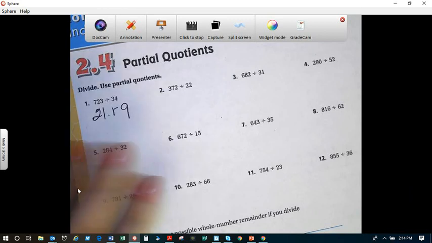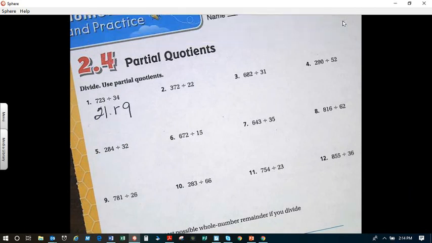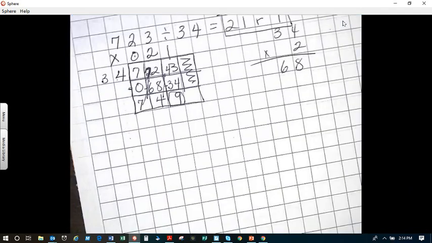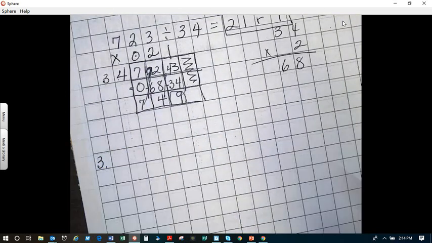Our homework is on 2.14, page 77 and 78, all odd numbers. We did number 1 together, and let's do number 3. We have 268 divided by 31. I'll be doing it both ways, just in case. So I told you you were going to be needing to solve on a separate sheet of paper.